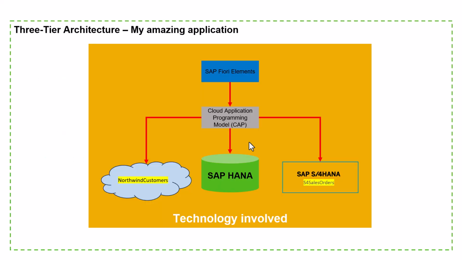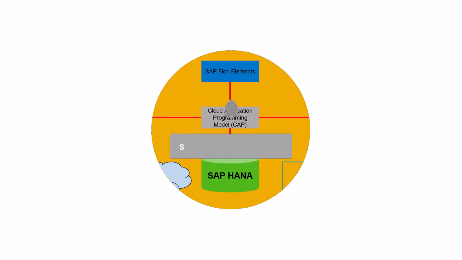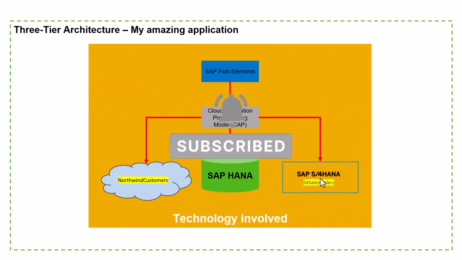So let's have a look at what we are actually trying to accomplish. So this is the architecture that we have. We are reading the customers from the Northwind OData service. We are also able to read the sales orders from the SAP S/4HANA system, and then we have a local mapping table. But at this moment, they are all disjointed. So when I read the Northwind customers entity, I get the Northwind customers data, and when I read the sales orders, I get the sales orders.